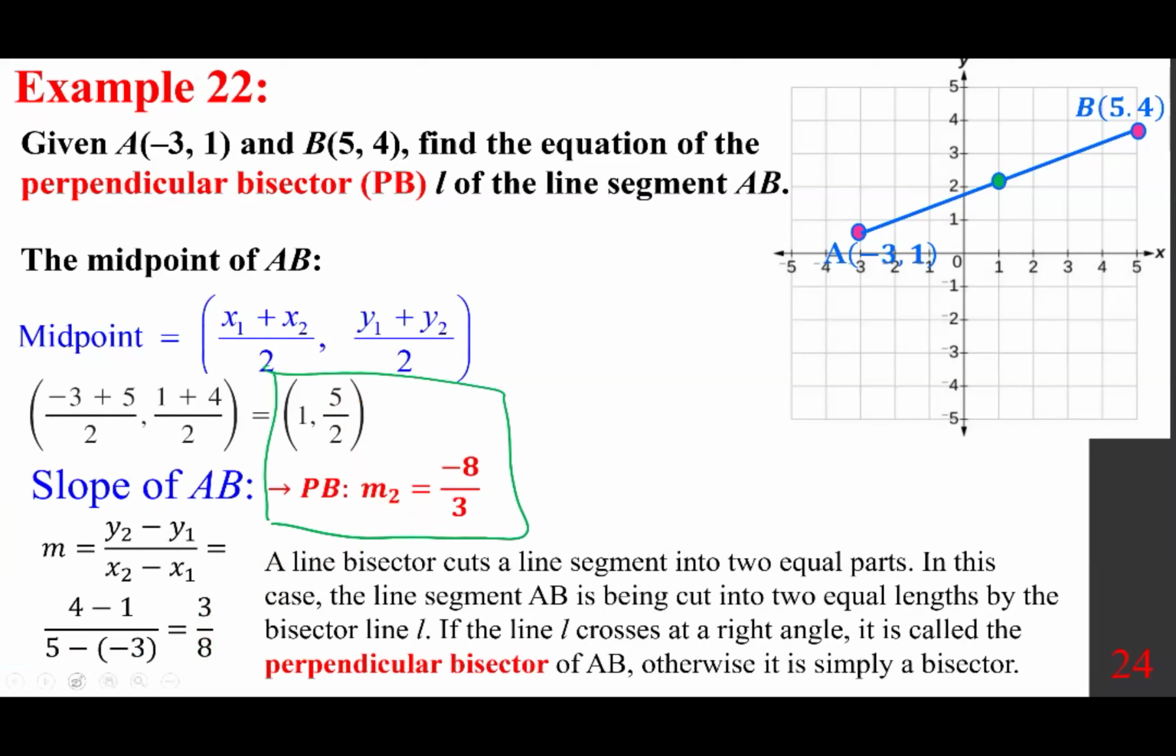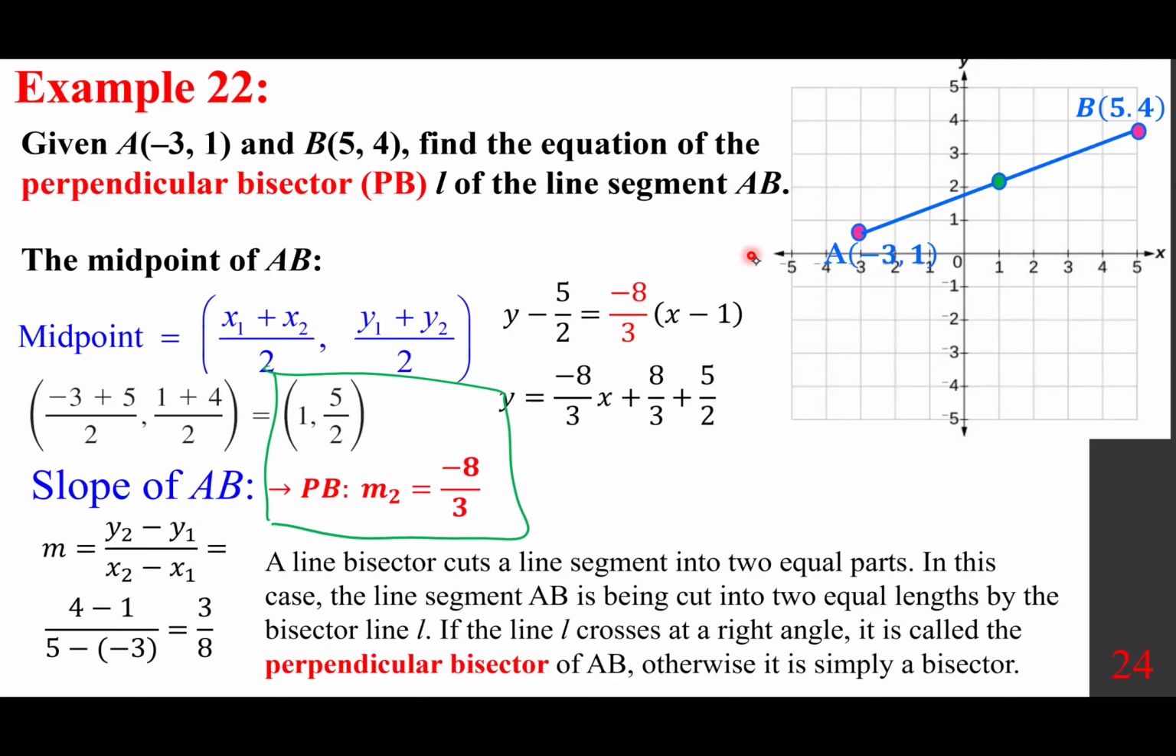Now we have the slope, and we have this pair, and we are coming up with the solution. Y minus y1, that means y minus 5 halves, equals m, that means -8/3, times x minus x sub 1, that means x minus 1. Distribute, you get -8/3 x, distribute, you get +8/3, and move this, and you make it 5 halves.